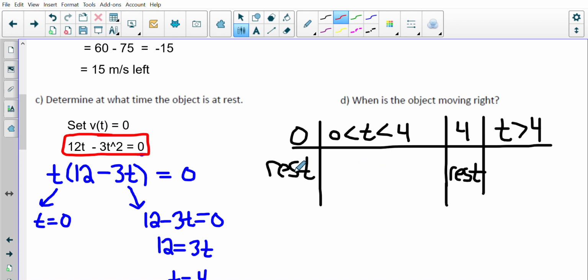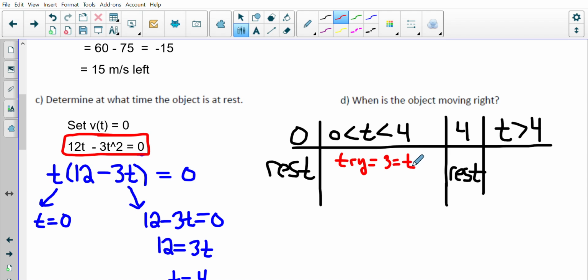So my guess is, well, it could either go rest, moving right, rest, then keep moving right, or it could go right, left, or left, right. So there's lots of scenarios here. So what I'm going to do is sub in, I'm going to try, let's see, t equals 3.